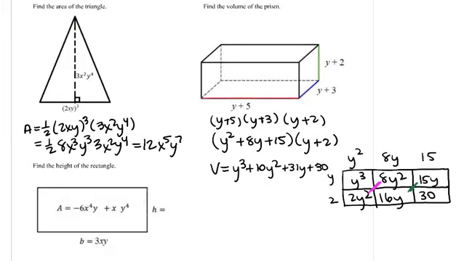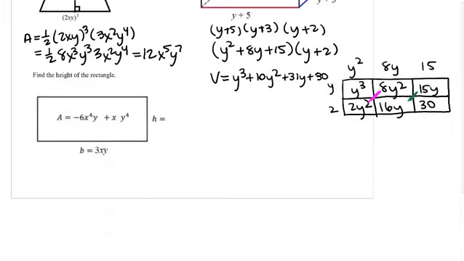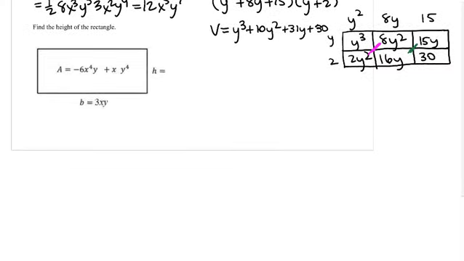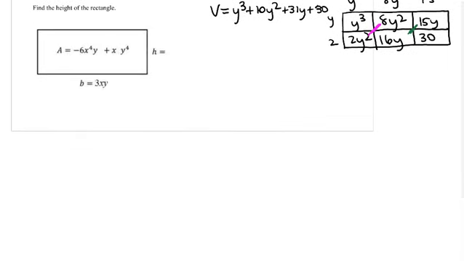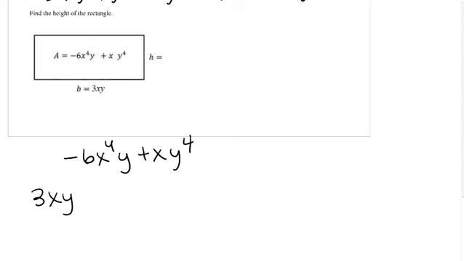So I'm going to scroll down a little bit. All right, let's clear that out. So start with area. Area equals negative 6x to the 4th y plus x times y to the 4th. If I'm going to factor out a 3 and an x and a y from that, I'll be left with negative 2 to get to negative 6. You think, what do I multiply x y by to get x to the 4th? That's going to be x to the 3rd. And what do I multiply y by to get y? Well, that would be just 1.